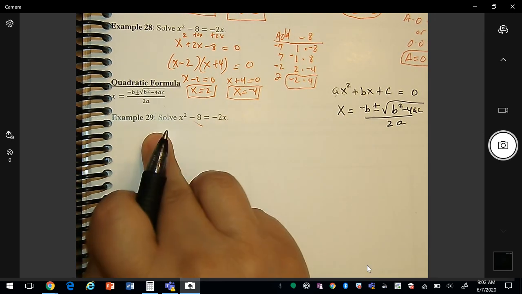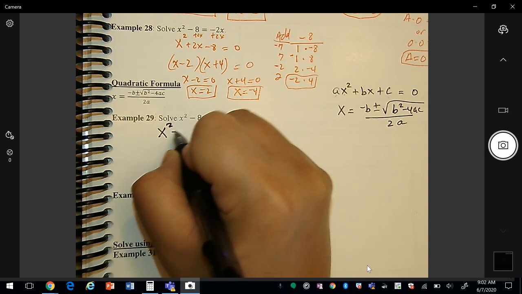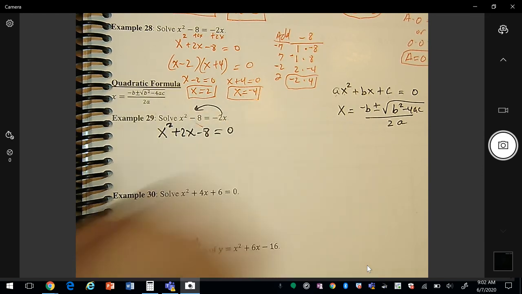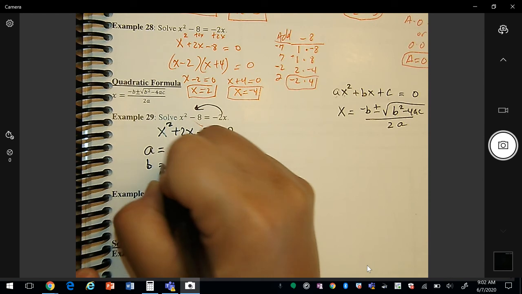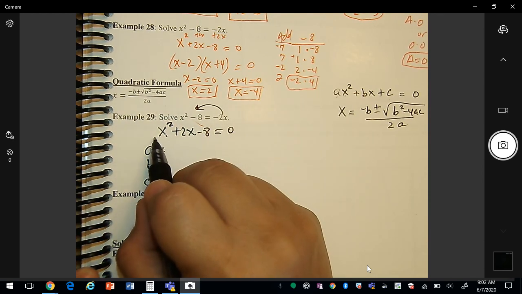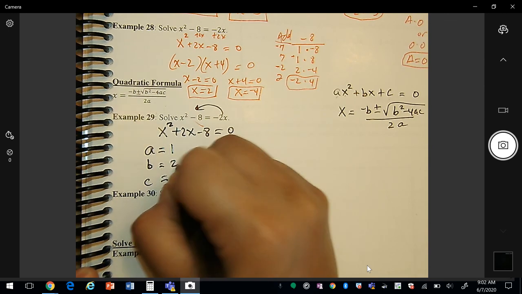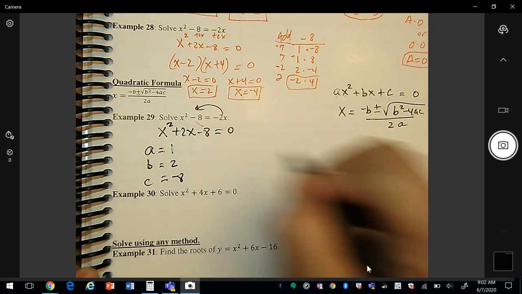Okay, so in this example, the first thing you want to make sure to do is write everything on the same side. So I'm going to bring the negative 2x to the left. And then you can identify your a, b, and c. a is the number in front of x squared, which is 1. b is the number in front of x, which is 2. And c is the number that doesn't have the x's, which is negative 8.